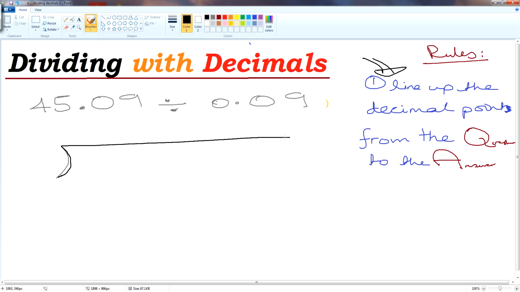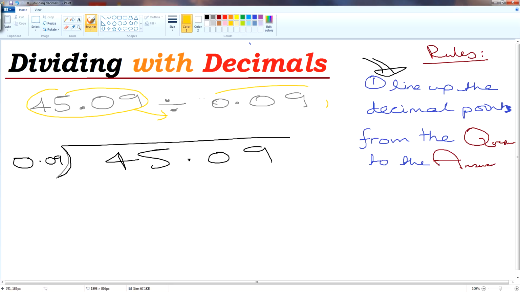Okay, right, here we go. So we have 0.09 goes here, and inside the bus stop goes 45.09. Now, what do we say? Why is that? Because the first number always goes second, and the second number always goes first. So let's have a look at this question. So now, does anybody know the 0.09 times table? And the answer is no.